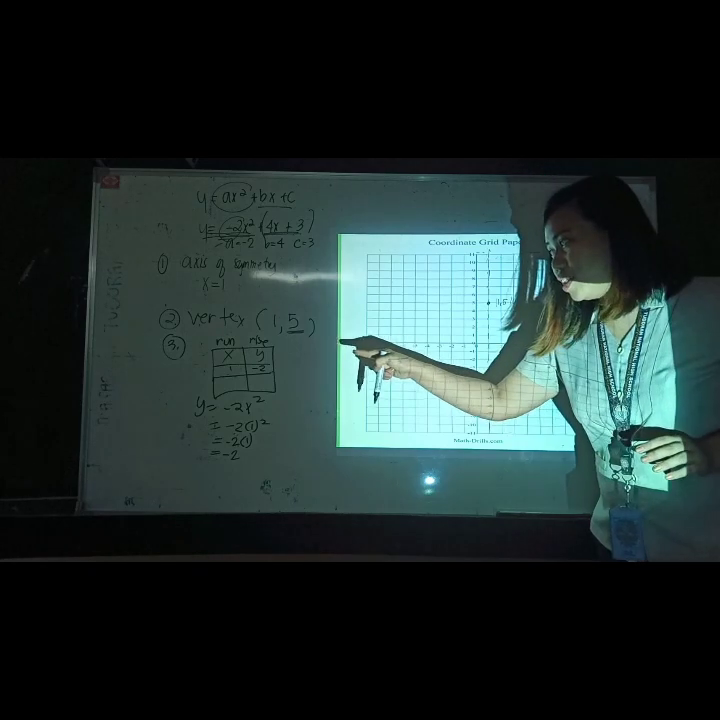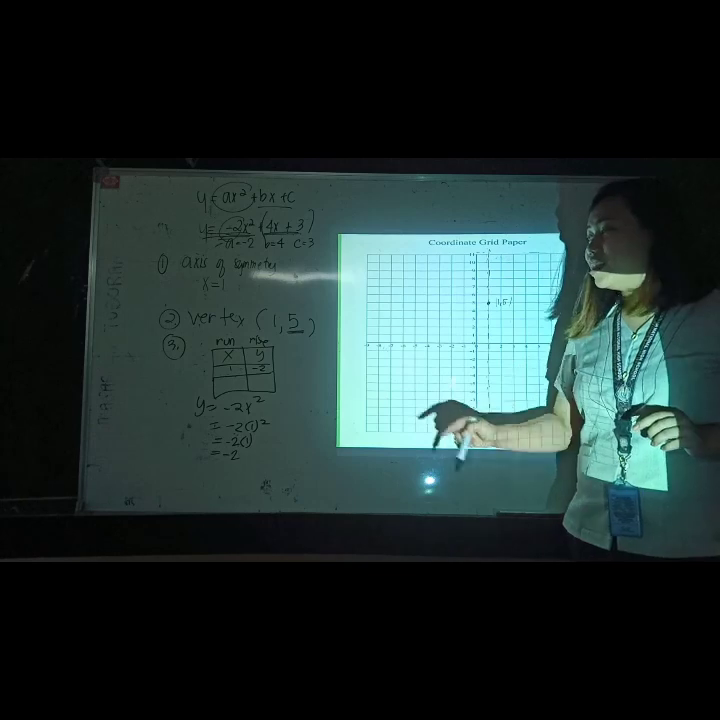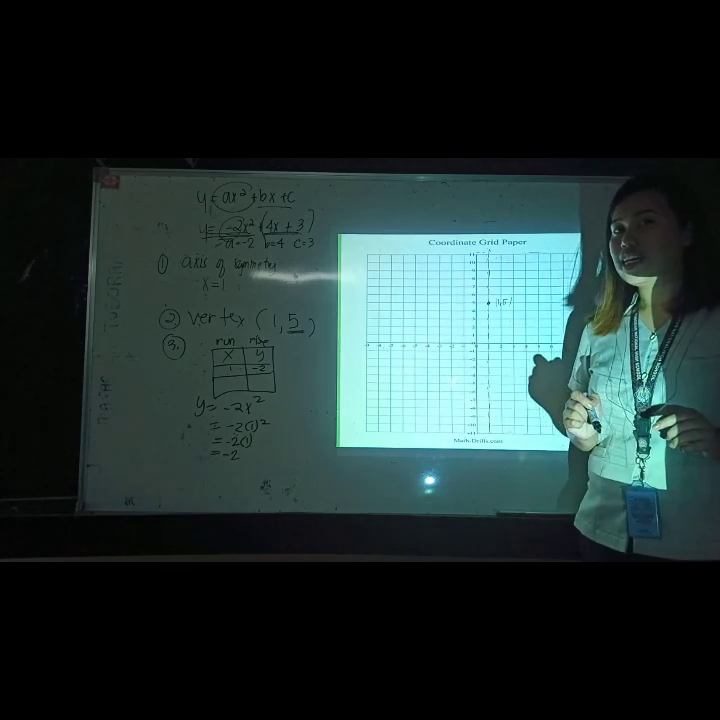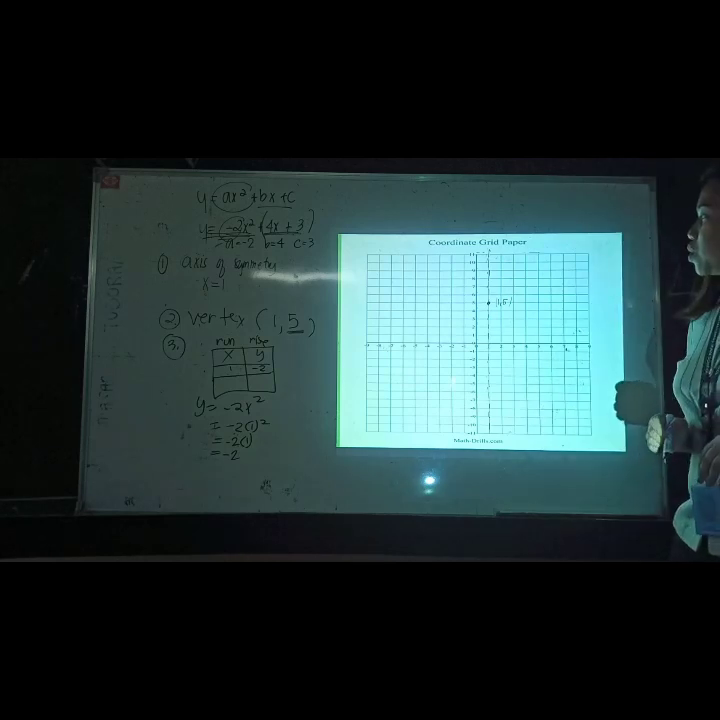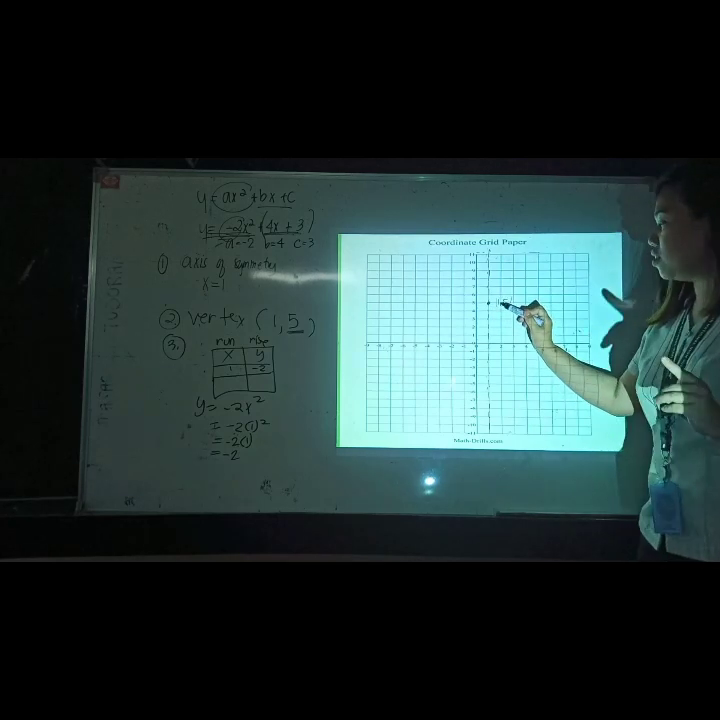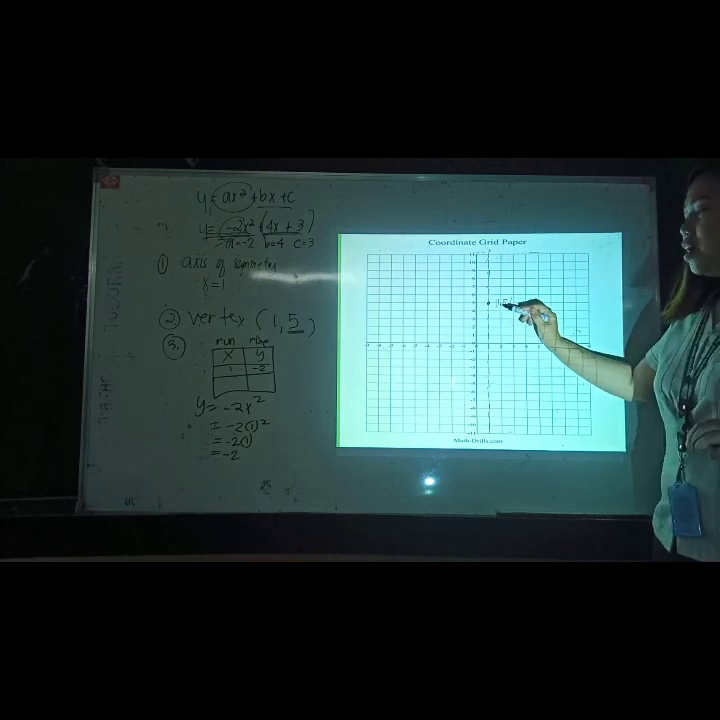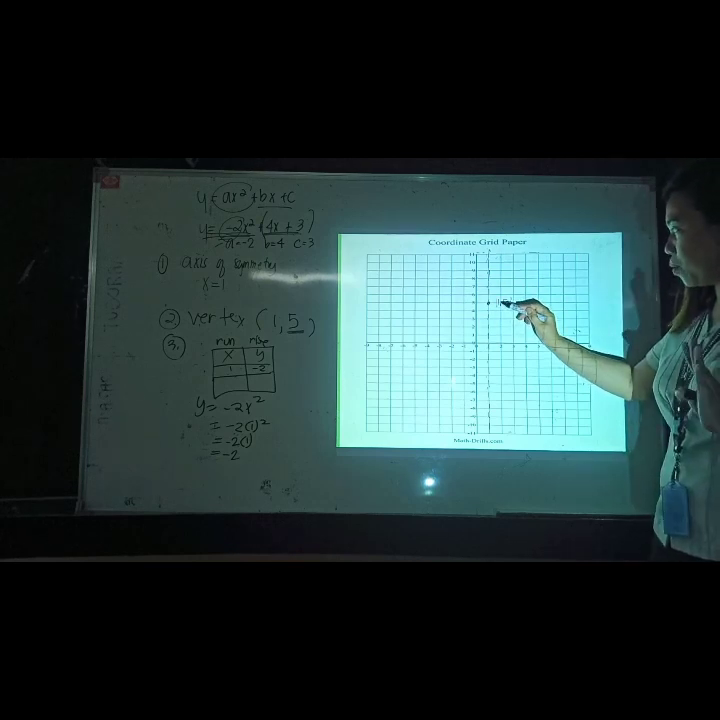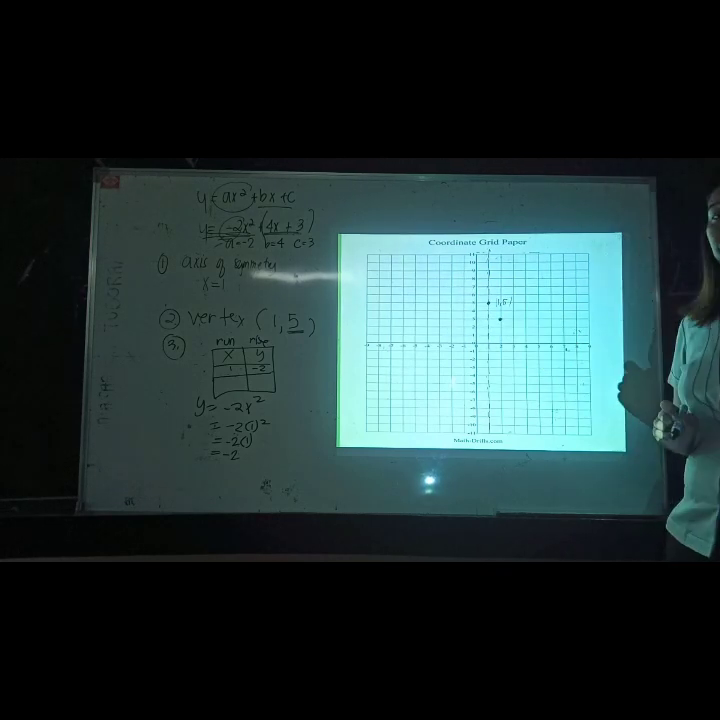Since it is negative 2, as I've said a while ago, we are going to move downward. So we step 1 to this side, and then we fall, because it is negative 2. So from here, 1, 2. So this is our first point.